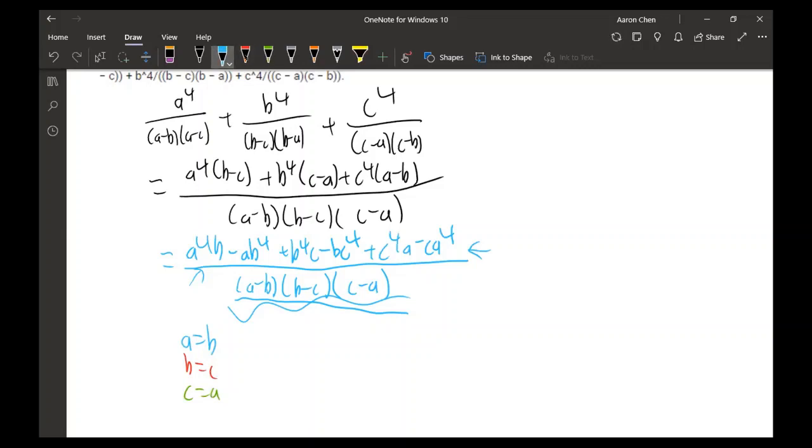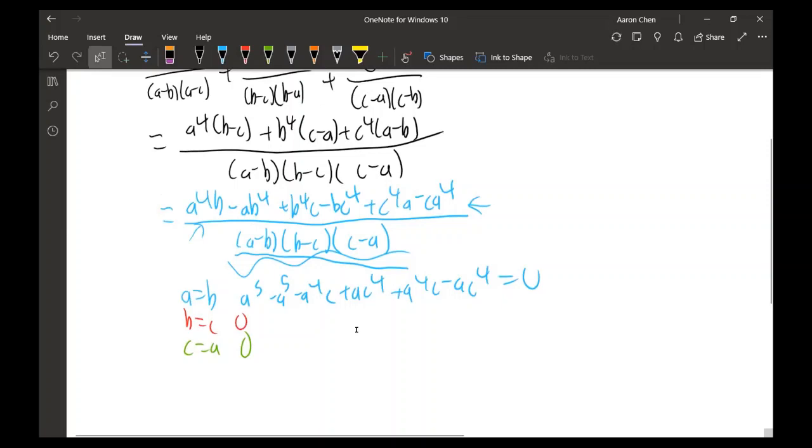And so if we do the first way, then the whole numerator just simplifies to a to the fifth minus a to the fifth minus a to the fourth c plus a c to the fourth plus a to the fourth c minus a c to the fourth. And that's just 0. And similarly, if b equals c or c equals a, the end result is still 0. And so what this means is that this is a factor of the numerator.